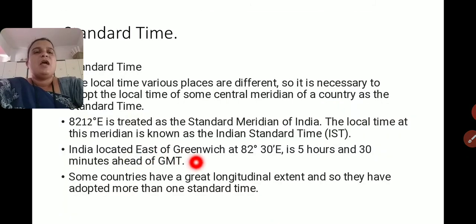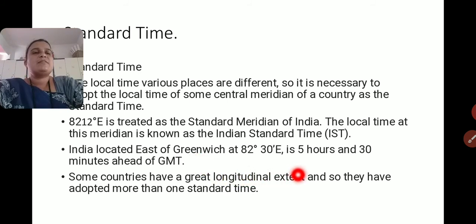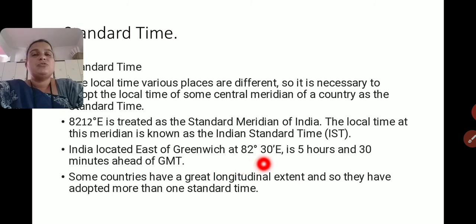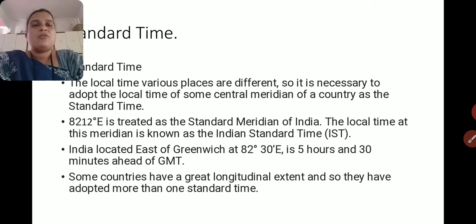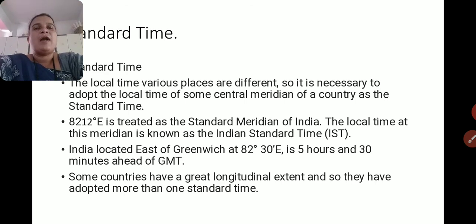Some countries have a great longitudinal extent, and so they have adopted more than one standard time. See my dear students, some countries are very vast in area, like Russia, and because of that it is quite difficult for them to follow one standard time, so such countries adopt more than one standard time. But in India there is only one standard time, that is 82 and a half degree east.